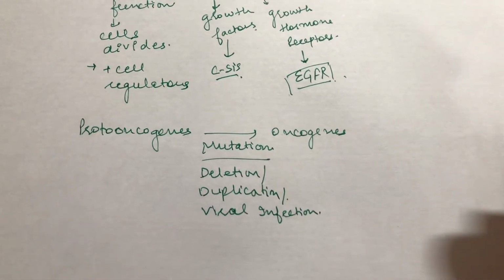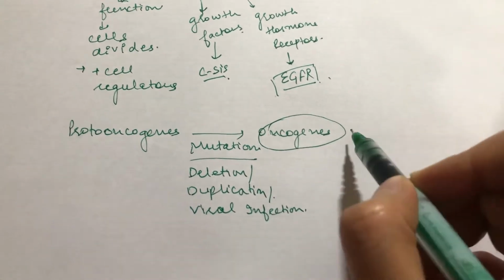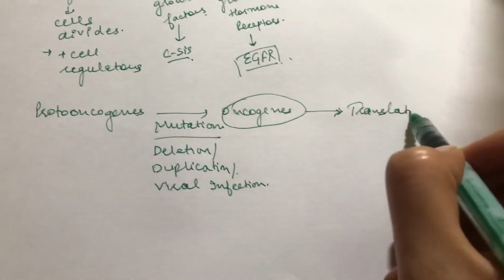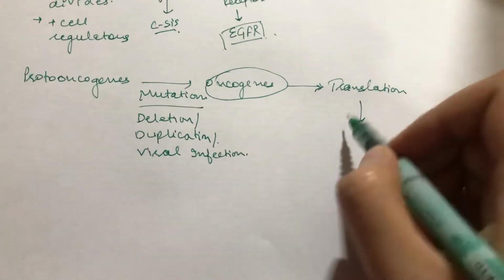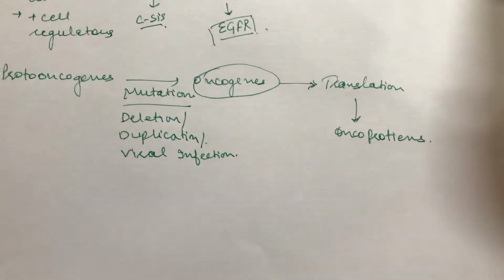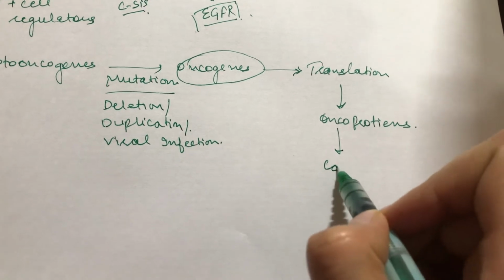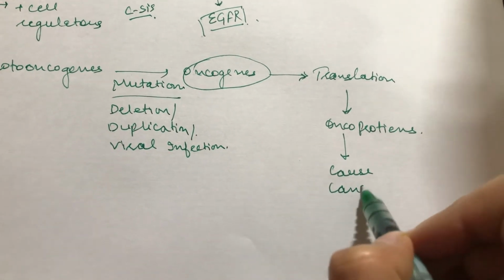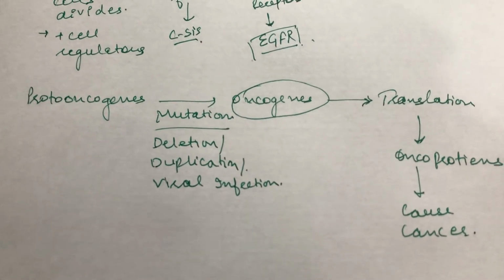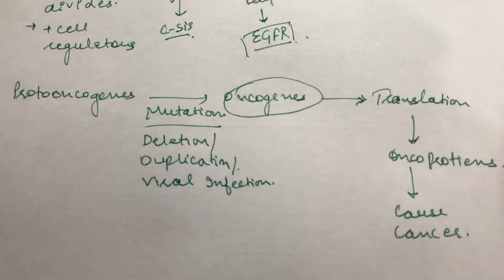So these oncogenes are further translated. Okay, after the translation, they produce oncoproteins. Okay, so these oncoproteins basically cause cancer. So protooncogenes are converted into oncogenes, and these oncogenes are translated and produce oncoproteins which cause cancer.